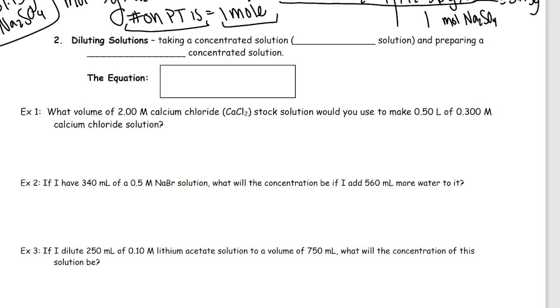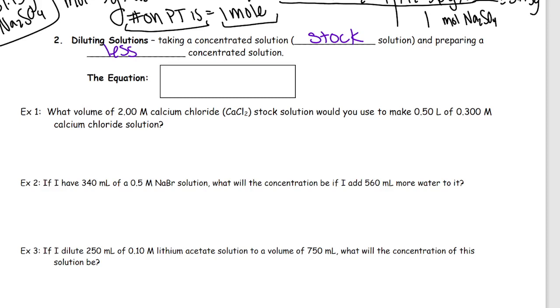Picking up where we left off, number 2 says diluting solutions. When we're diluting something, we're taking a concentrated solution, which we will call the stock solution, and we are preparing a less concentrated solution. So what that really is, we're watering something down. It doesn't necessarily have to be with water. It could be diluting it with a different solvent, but in general, we're talking about water here.